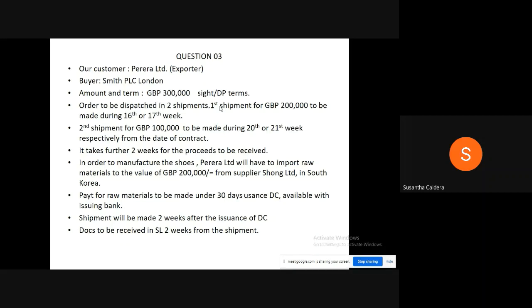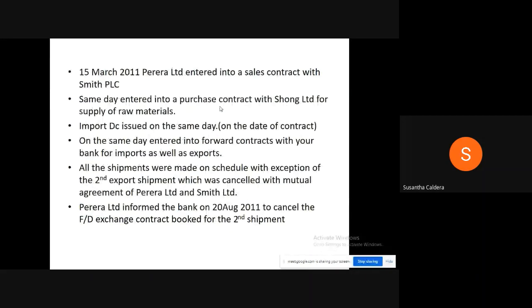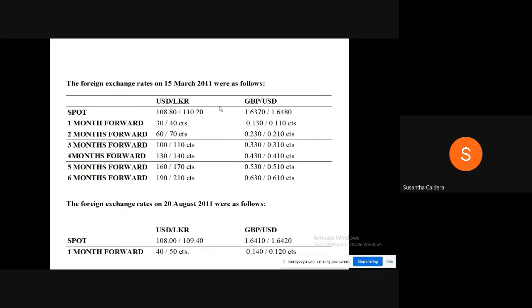On 15th March 2011, Perera Limited entered into a sales contract with Smith PLC. The same day, it entered into a purchase contract with Shong Limited for supply of raw materials. The import DC was issued on the same day. All the shipments were made, and the second shipment was cancelled on 20th August.